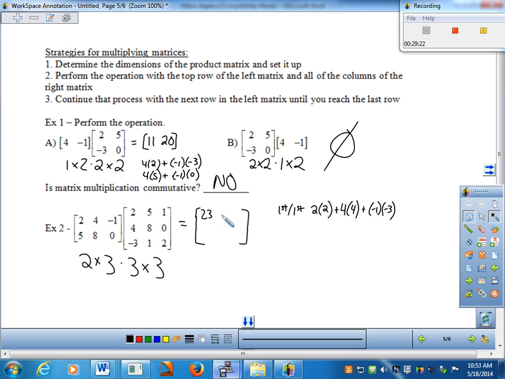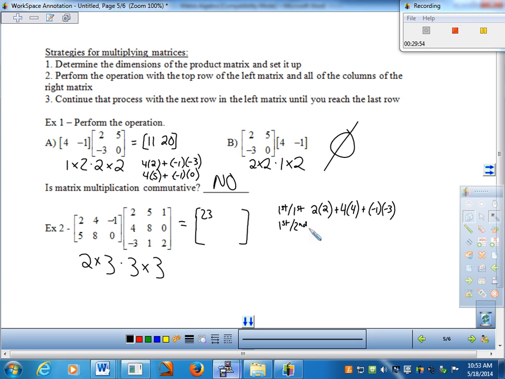Remember, there was one right here, right? Top row and second column. That's exactly what I'm going to do, everybody. Top row and second column. So top row of the left matrix, 1, 2, 3, right here. Second column of the right matrix. Match them up. 3 numbers here, 3 numbers here. That's why it works. So I'm going to do first row, second column.